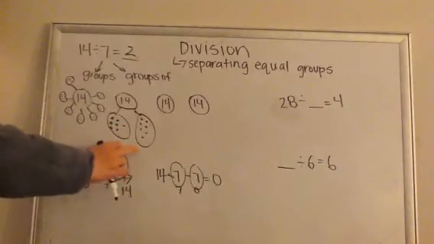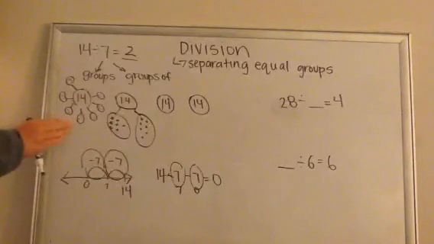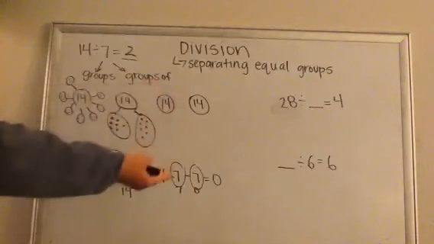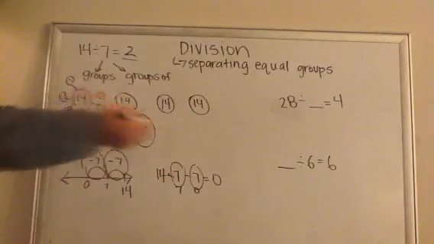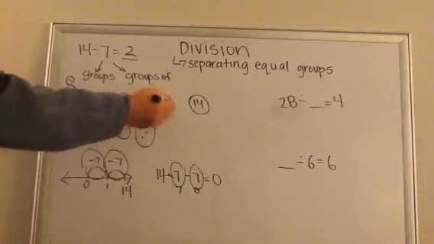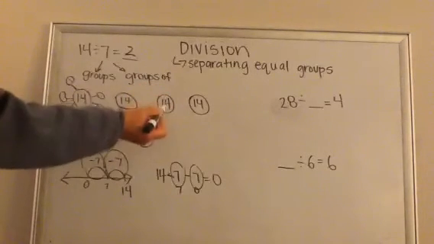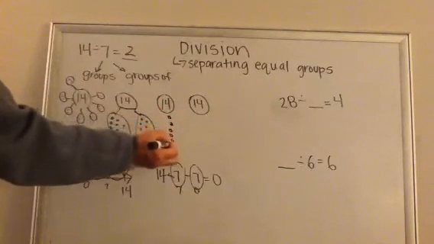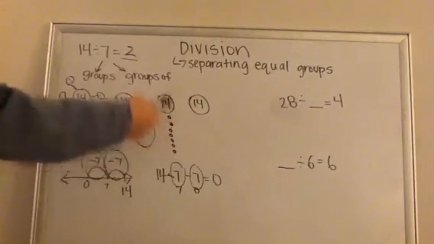This is 2 big groups. This is 7 tiny groups. See the difference? You can also do that with an array. This is why I love equal groups and arrays so much, is because I can be very flexible with them. So let's say here's my 14 gummy bears, and I'm going to put them into 7 groups. So 1, 2, 3, 4, 5, 6, 7. That's 7 groups of 1.